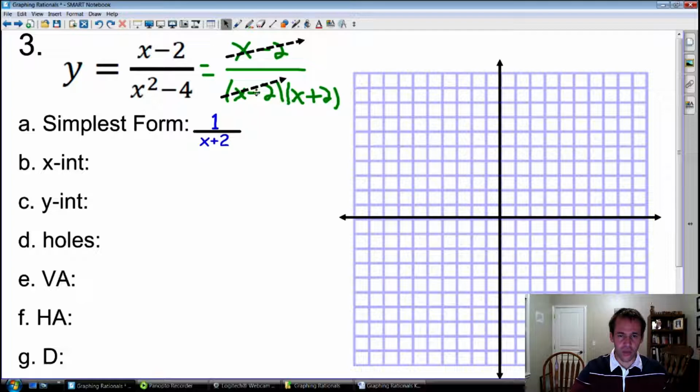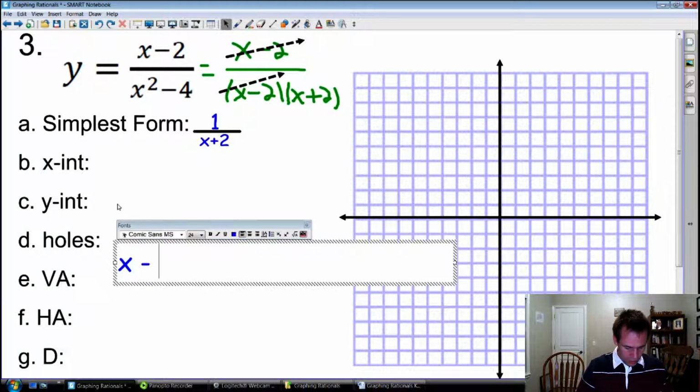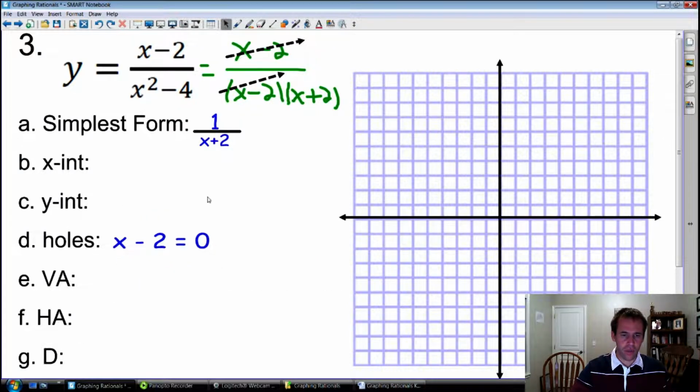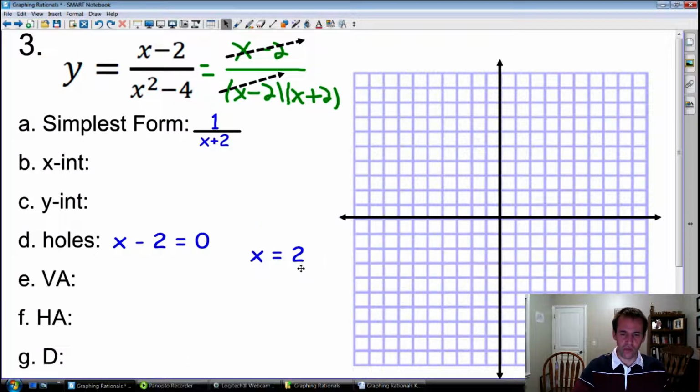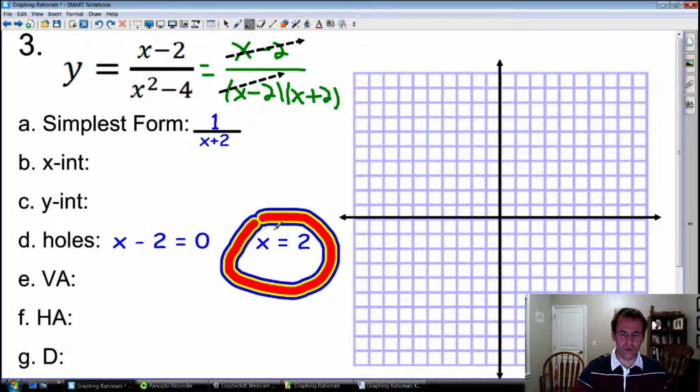So what makes x minus 2 a 0? Or we can even set it equal to 0. So we're going to go down here to our hole. We're going to go x minus 2 equals 0. And so what makes minus 2 0? Well, a positive 2. So we're going to say that x equals 2 is our hole. Sweet. So there's our hole there.